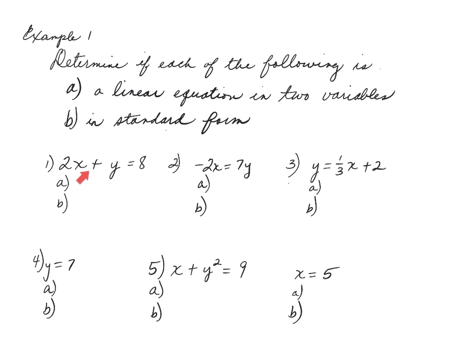Let's look at number 1. This equation, 2x plus y equals 8. Is this a linear equation in two variables? Well, all you have to look for is the exponent on the x and the y. If the exponents on the x and the y are both 1s, then this is a linear equation. So this is a yes. Is the equation in standard form? Is it in the form of ax plus by equals c? Yeah, here we have an x term and a y term and a constant over here. So it is in standard form.